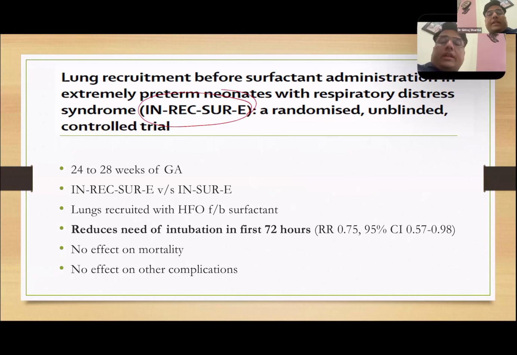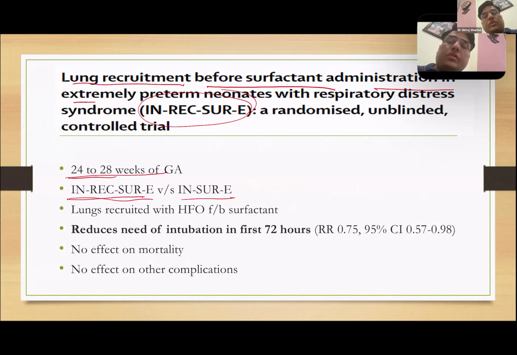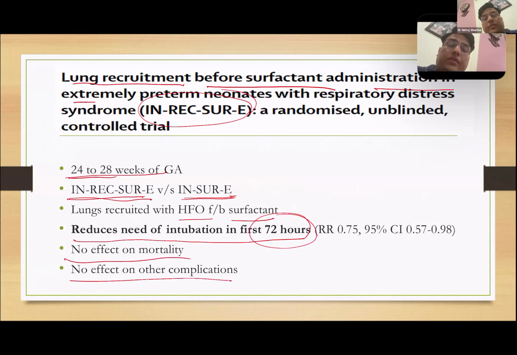Next, the INREXSURE trial. In the INREXSURE trial, lung recruitment was done before surfactant administration by HFO. So they have included extreme preterm babies less than 28 weeks, and they have divided them into two groups. One INREXSURE, second INSURE. In the INREXSURE group, they have recruited lungs by HFO, followed by surfactant. In INSURE, they have intubated and given surfactant without recruiting. And they found that the INREXSURE trial reduces need of intubation for 72 hours, but no effect on mortality, no effect on other complications, only reduces the need of intubation in the first 72 hours.